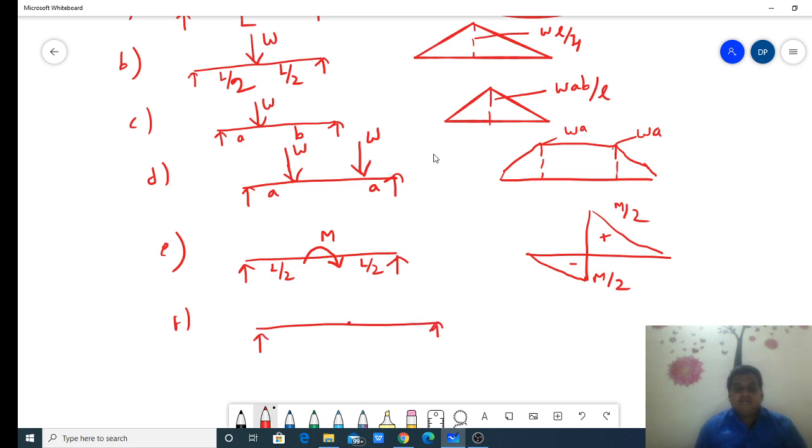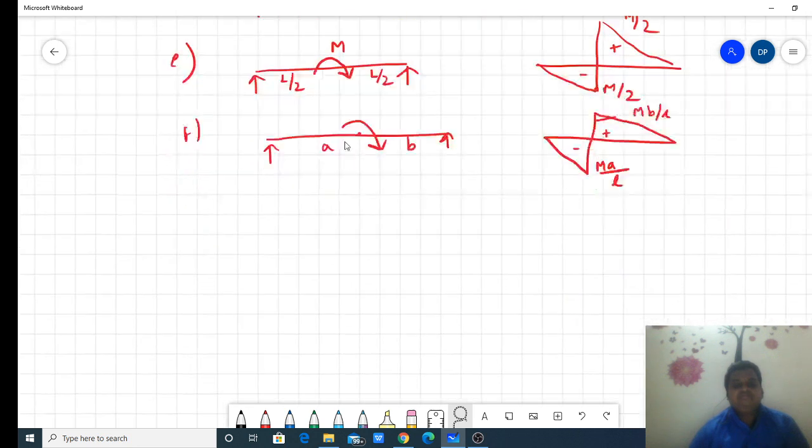Now similarly, if I am having a moment at other distances, this is A distance and this is B distance, then the same will be there. But here this distance will be MB by L, so this will be MB by L and this is plus, this is minus, and this will be MA by L. And if the same thing is anti-clockwise, just the replica of this formula you need to use. So this is with respect to free bending moment diagrams.